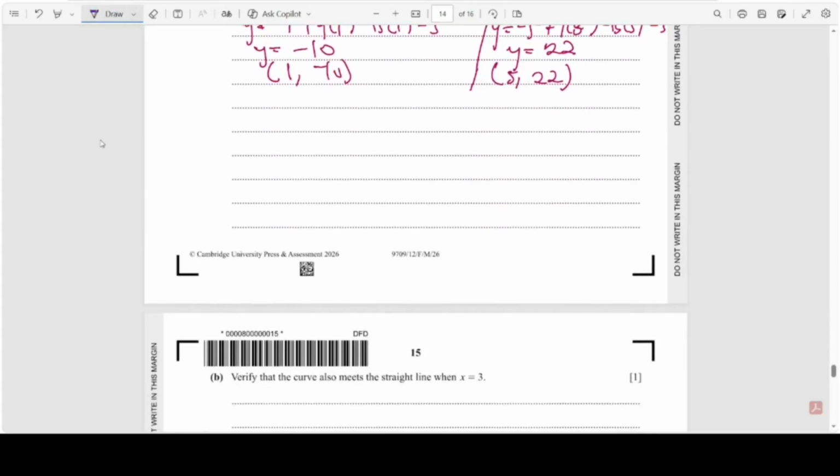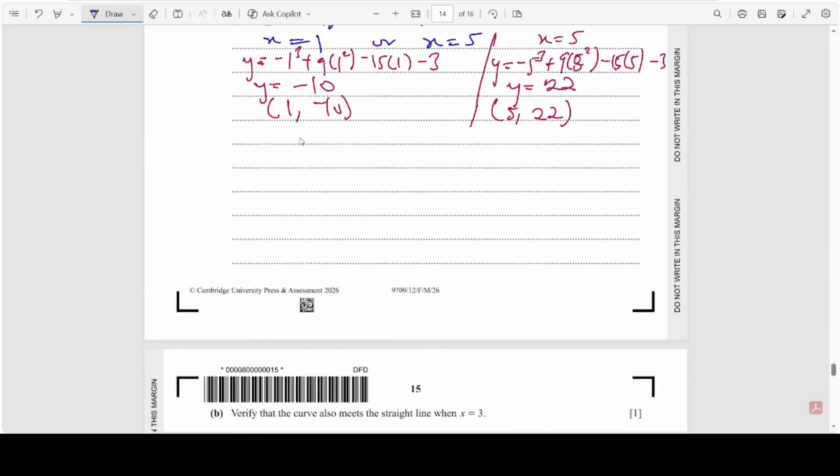So we have 2 points and we need to find the equation of a line. We just need to find the gradient. Let's name this one x2, y2, and this one x1, y1. So our gradient is y2 minus y1 over x2 minus x1. So it's going to be 22 minus negative 10, so that gives 22 plus 10, and then 5 minus 1, we have 32 over 4, and that is 8. So the gradient of the line is 8.